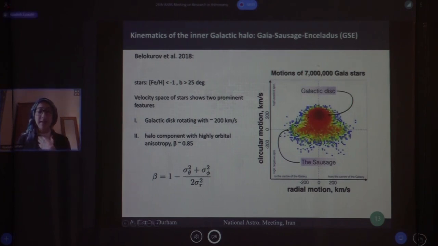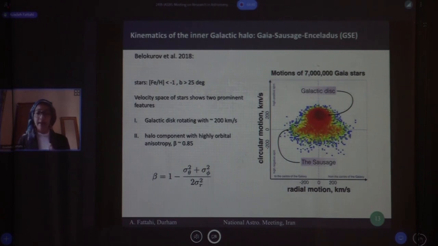We see the galactic disk, which is spinning with a circular velocity of about 200 kilometers per second. And we see another component that, I guess because of its shape, the Cambridge group, Vasily Belokurov and company, call the sausage. It's kind of elongated in this circular velocity, radial velocity space. It's kind of a squashed feature. And because of its shape, I guess they gave it that name.